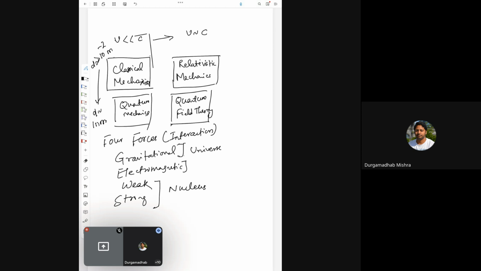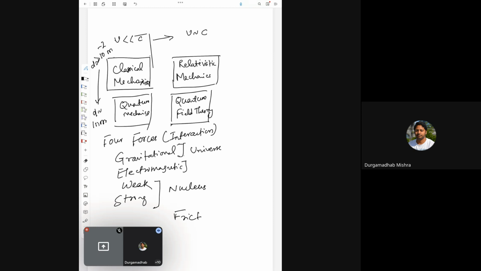In fact, if I ask you, what about friction, for example, or molecular forces, or chemical forces which cause a chemical reaction? What are they? Are they part of these four fundamental forces?